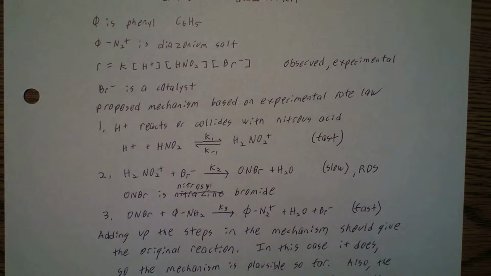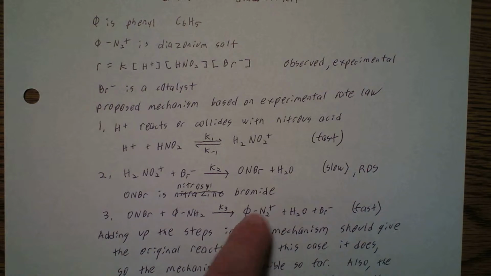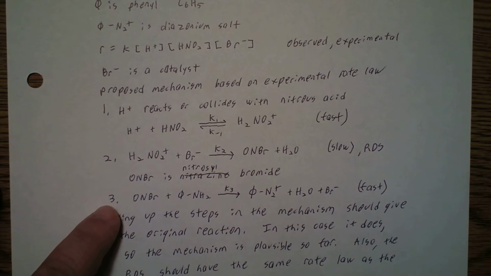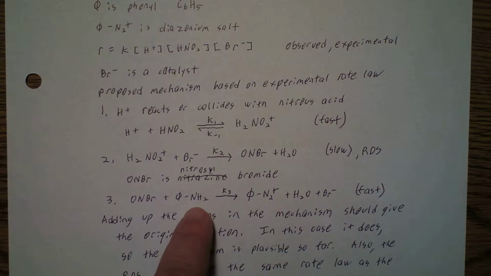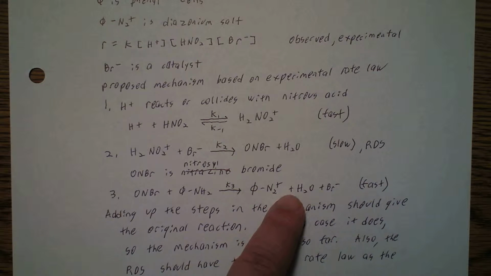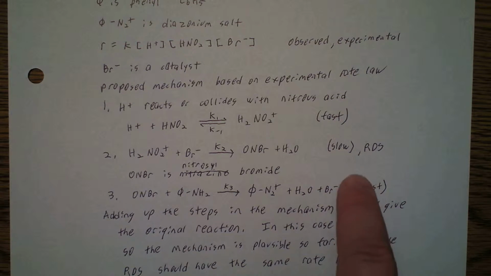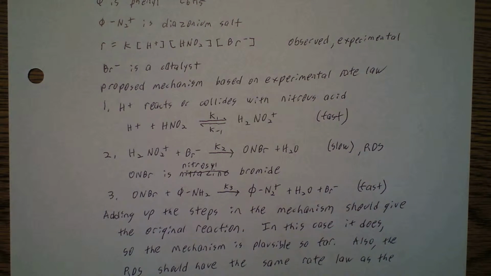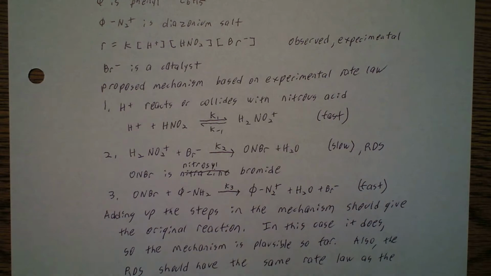We're going to say this is much slower than the first step, therefore this is the RDS, the rate determining step. Now this ONBr is nitrosyl bromide. And then third, we're going to have the ONBr plus this phenyl NH2 going to phenyl N2 plus H2O plus bromide. And we'll say this is much faster than the middle step, which is why the middle step is the rate determining step. And of course, there will be a rate constant for this reaction too.